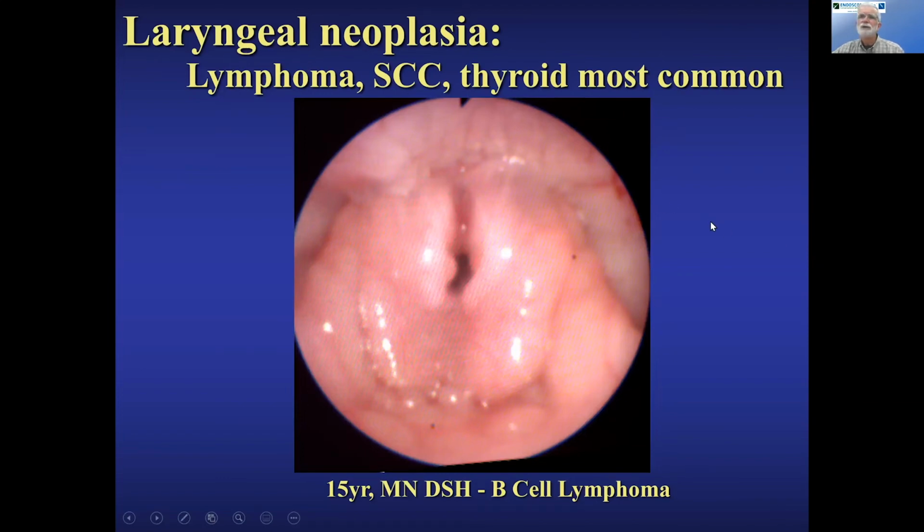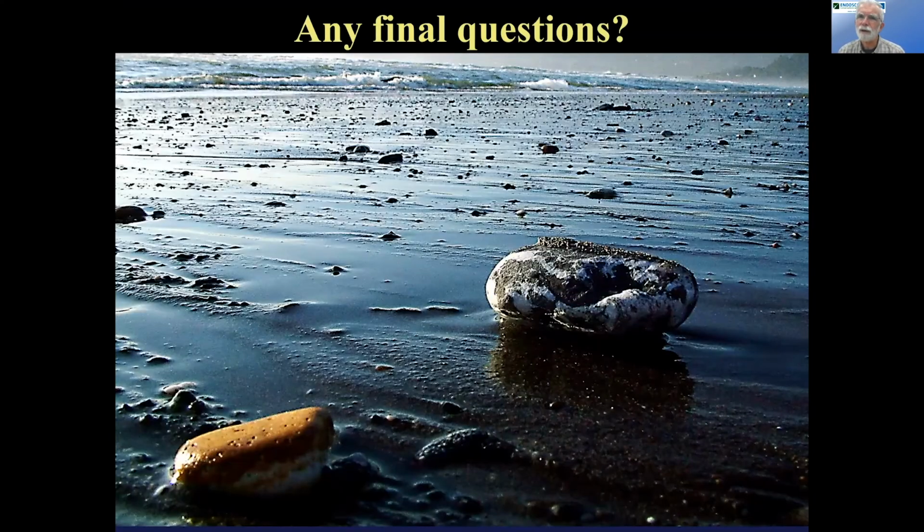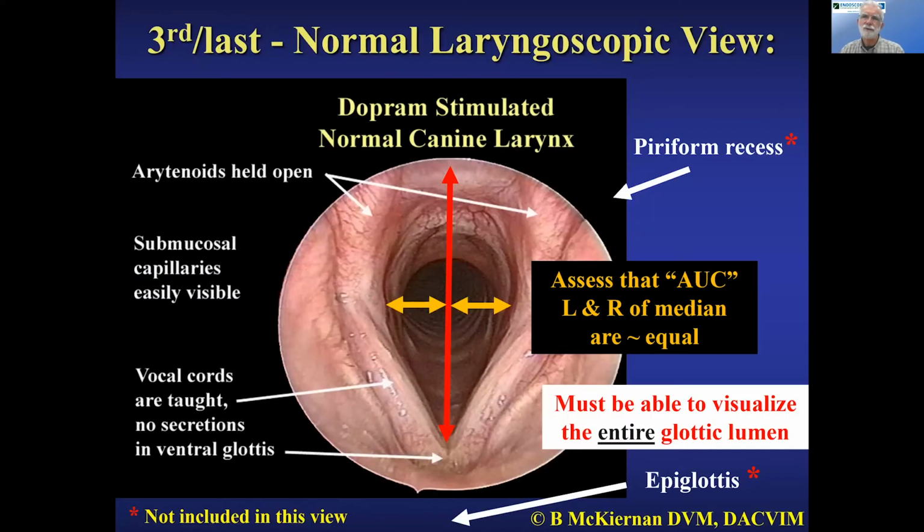Okay, so back to where I missed being, and that was on the beach outside of where I lived in Oregon, and ask if you have any final questions, but also put up for the third time and the last time that you'll see it, but it's available, what you should be looking for all the way to the ventral aspect of a glottic lumen, to the dorsal aspect between the arytenoids. And then looking in between the area under the curve, whether the cords are taut, whether they move appropriately, whether they have a response to Dopram. So back to you, Dave.